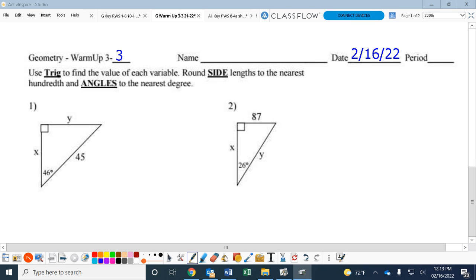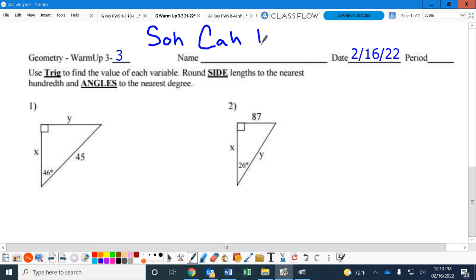The topic is finding side lengths with trig. This is not angles. We'll get that in the next set, I think on Friday. Whenever you're dealing with these, you're going to be dealing with sine, cosine, and tangent, which is SOH CAH TOA. If you do not have that written down, I would suggest you do that. That should give you your trig formulas every single time you do trig.